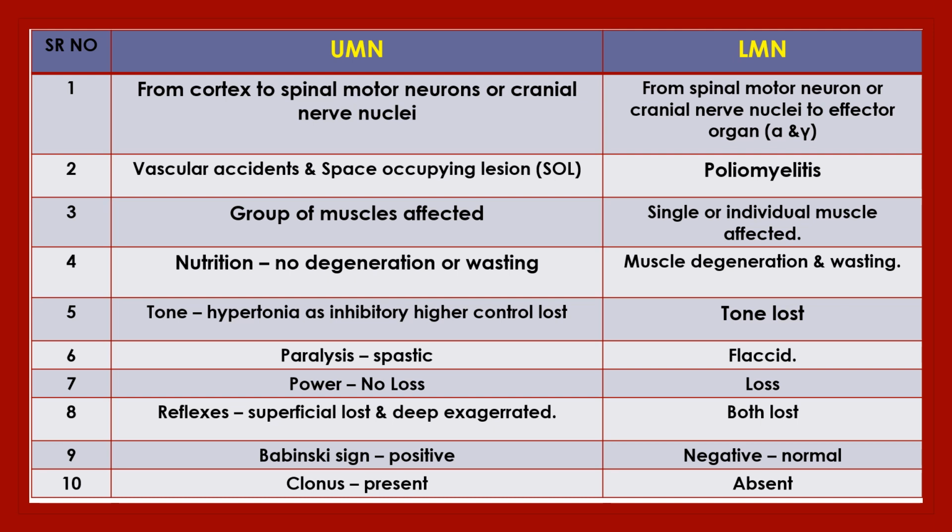The lower motor neuron lesion is seen in poliomyelitis. Single or individual muscles get affected. There will be muscle degeneration and wasting. Tone is lost. There will be flaccid paralysis. There will be loss of power. Both superficial and deep reflexes are lost. Babinski sign is negative and clonus is absent.